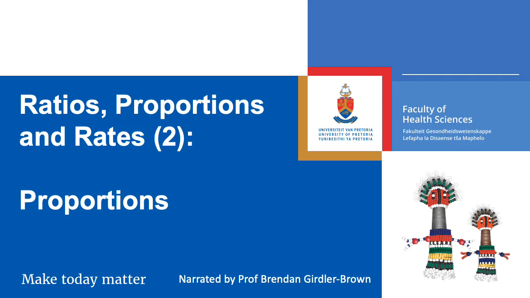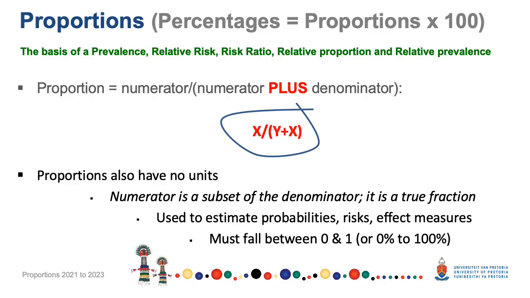In this video clip, we're going to go on to learn about proportions and how these differ in a very important way from ratios, which we covered in the previous video. In the previous video, we learnt about ratios, and we also learnt that the ratios are very important building blocks for an effect measure known as an odds ratio, which you're going to learn about later. Now, proportions are also very important building blocks, but for a different kind of effect measure.